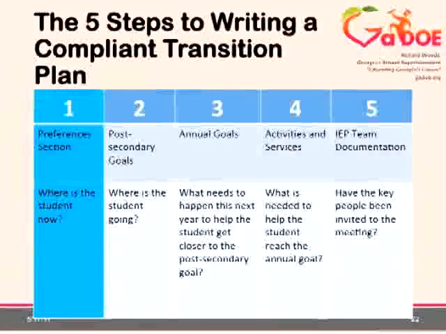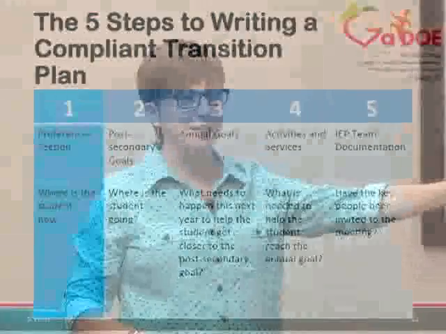And that is usually located in the preferences section of the transition plan. The second step is taking a look at where a student is going. And remember, one of the components of IDEA says that transition planning is a results-oriented process. So we flash ahead, we look at where the student is planning to go, where they want to go as an adult, and then we kind of work backwards. And we figure out, okay, what do we need to do to make sure that student is able to get there at some point in time as an adult.